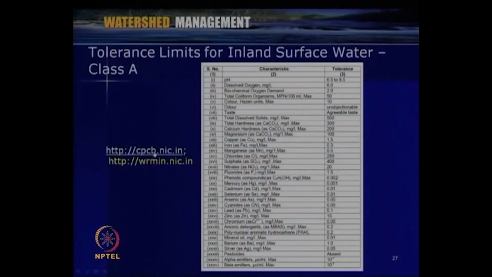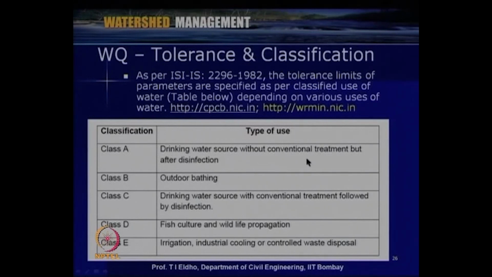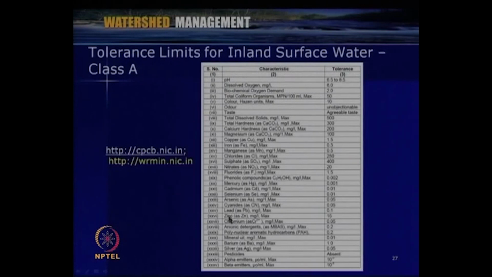As given in the IS codes and reported by the Ministry of Water Resources and the Central Pollution Control Board, Government of India, some of the classifications are given here. pH should be 6.5 to 8.5, dissolved oxygen tolerance is 6, BOD 2, total coliform organisms up to 50, color 10 Hazen units, odor unobjectionable, taste agreeable, TDS less than 500, and total hardness less than 300. So, various tolerance limits are given. Class A is for drinking water source without conventional treatment, usable only after disinfection. This table gives limits of inland surface water for class A.